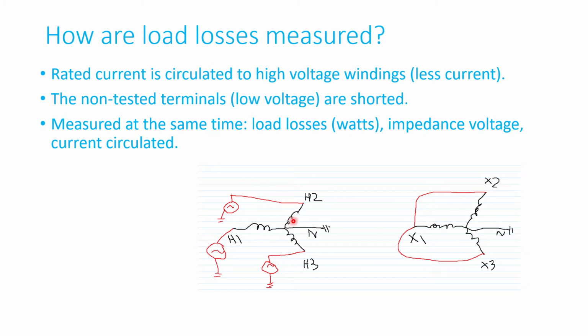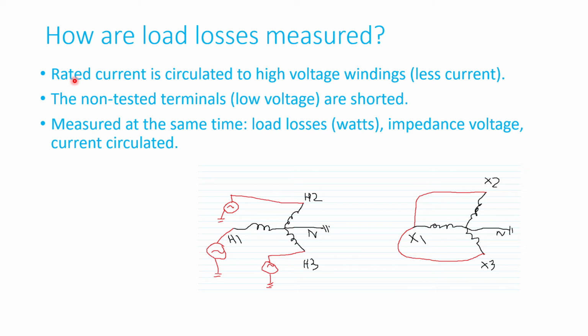So we have the primary, we have the secondary, or high voltage side, low voltage side. So you have one, two, three phases. You have the neutral is grounded. You have three terminals, H1, H2, H3. These are bushings. Then you have X1, X2, X3.